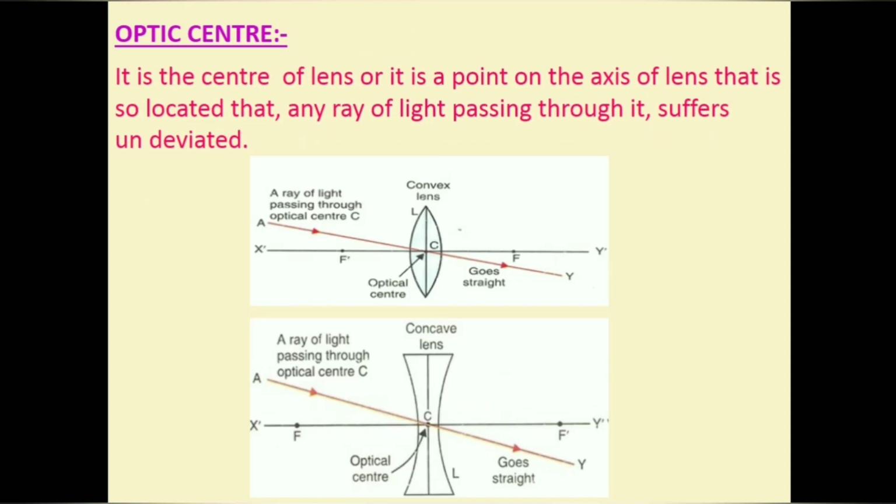Now let us concentrate on some basic terms which are related to lens. The first term is optic center. See here, in a spherical mirror and in a spherical surface, we considered the pole. So what is a pole? Pole is the midpoint of the spherical mirror or spherical surface.